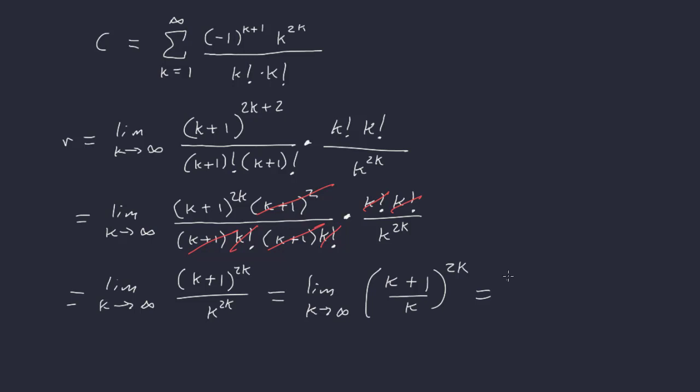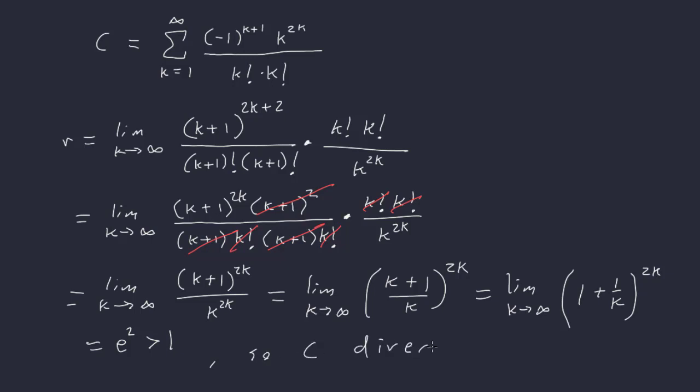And hopefully this looks a little familiar because that will be 1 plus 1 over k to the 2k. And that, if you remember back from the first section in this module, is going to be e squared. That will definitely be greater than 1. So C diverges by the ratio test.